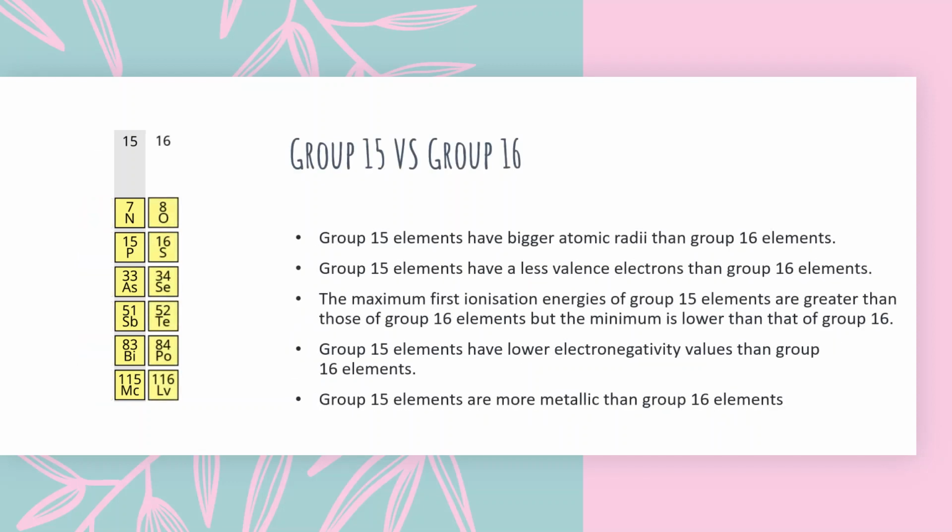Whereas for group 15 versus group 16, group 15 elements have bigger atomic radii than group 16 elements. Group 15 elements have one less valence electron than group 16 elements. The maximum first ionization energy in group 15 is greater than that of the group 16, but the minimum first ionization energy of group 15 is lower than that of group 16. Group 15 elements also have lower electronegativity values than group 16 elements and are more metallic than group 16 elements.